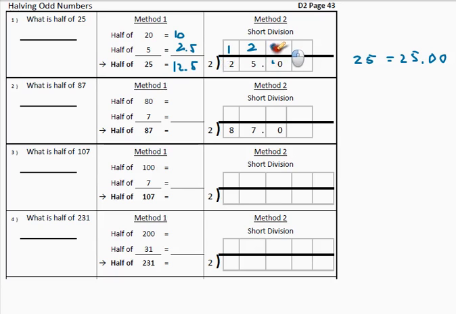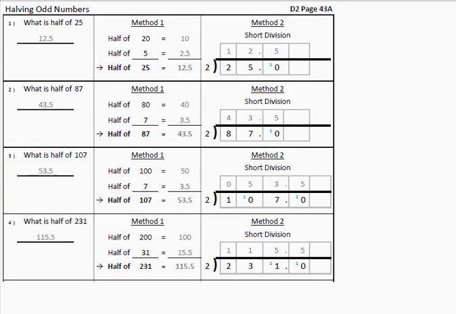2 goes in 10, 5. But now if we had a decimal point there, we just need the point there as well. In other words, 12.5. Okay? Now you try to do the rest, pause the video. There you go, there's your answers. Pause the video and check them.